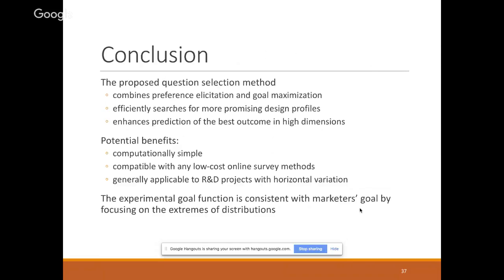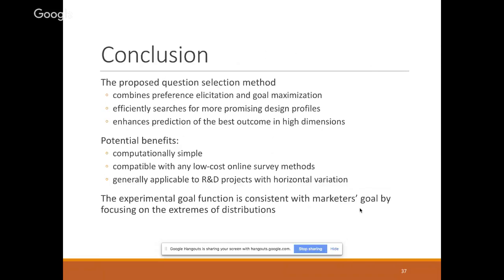Again, this is computationally very simple, and this does not require real-time update, so you don't need any special technology. So you can just combine them with a low-cost online survey like a Google survey or mTurk, and then you can just collect the data and then calculate the criterion in the back office.